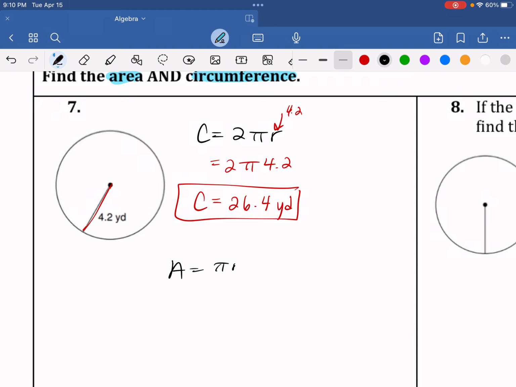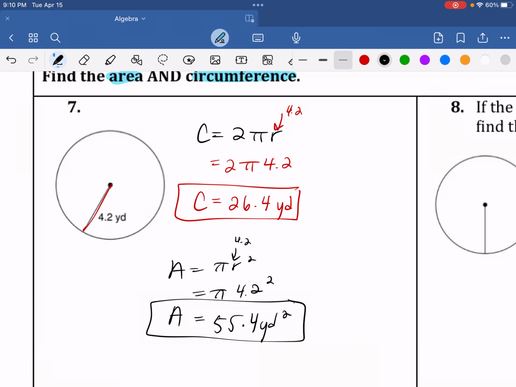Area is pi r squared. So again, r is 4.2, so it's pi 4.2 squared. And we get 55.4, and this is yards squared. This is how much space there is inside.